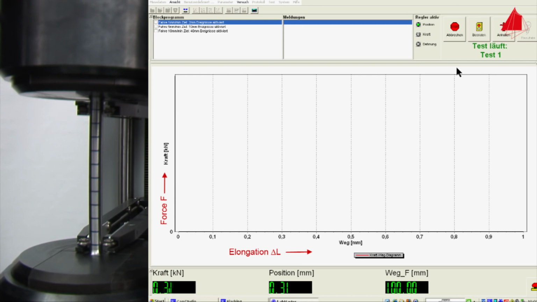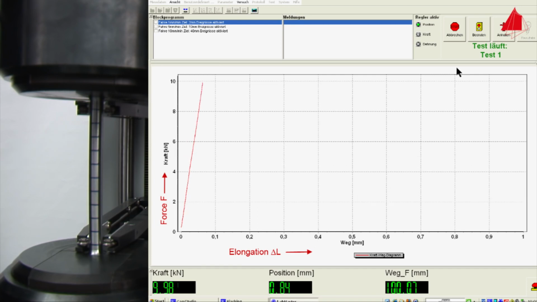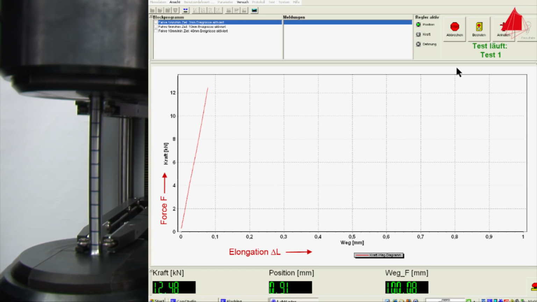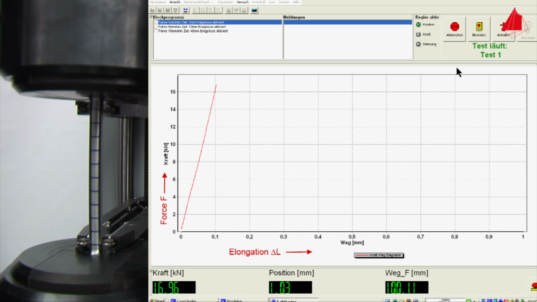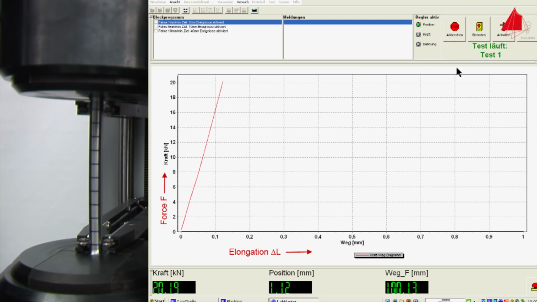The force F is being plotted upwards on the vertical axis, the elongation delta L towards the right on the horizontal axis. At first, the force rises rapidly. Force and elongation are proportional and form a steep, straight line in the diagram. In this area, the material behaves elastically. If the test piece were to be unloaded from this area, it would spring back completely to its original length.